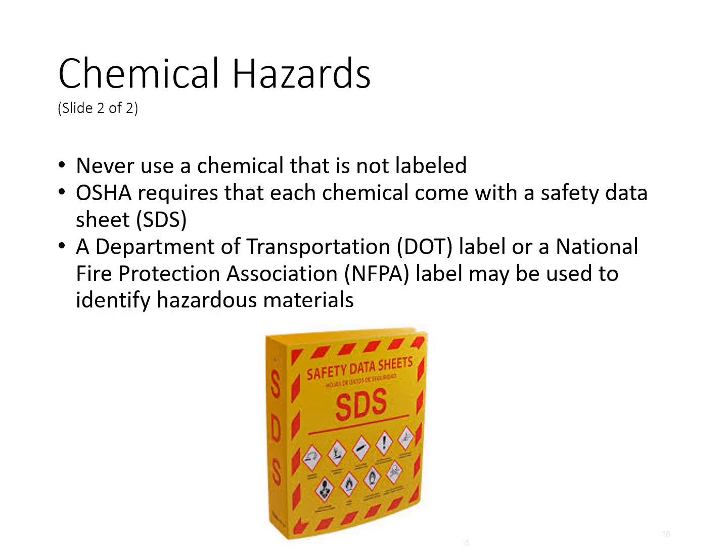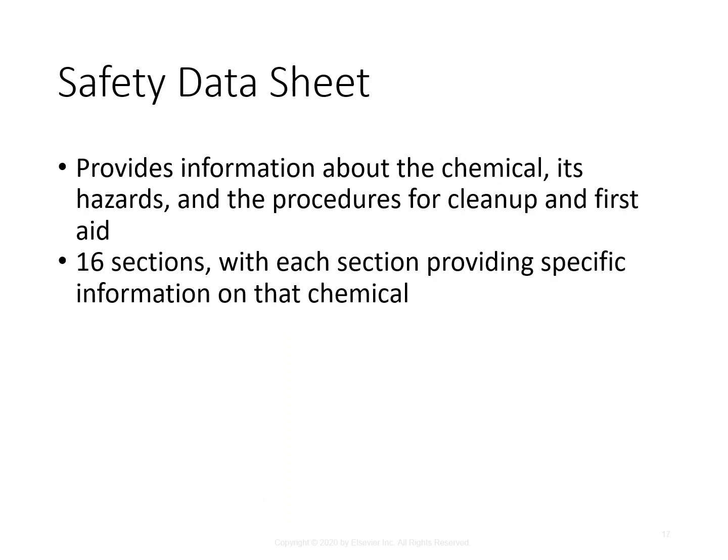OSHA requires that each chemical come with a safety data sheet, or SDS, and the Department of Transportation label or a National Fire Protection Association label may be used to identify hazardous materials as well. The safety data sheet has 16 different sections in it, and it provides information about the chemical, its hazards, and the procedures for cleanup and first aid if needed. The SDS used to be called a material safety data sheet, or MSDS, but now they are just called an SDS.